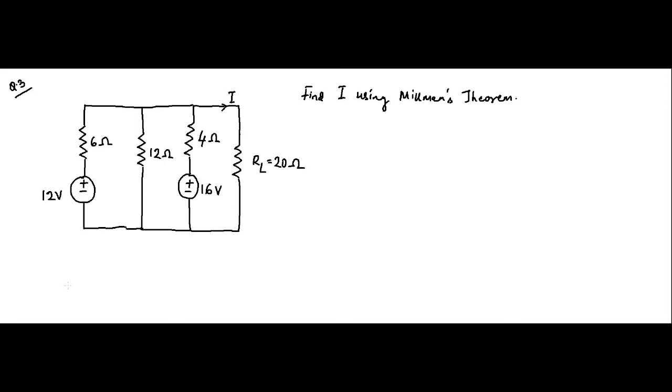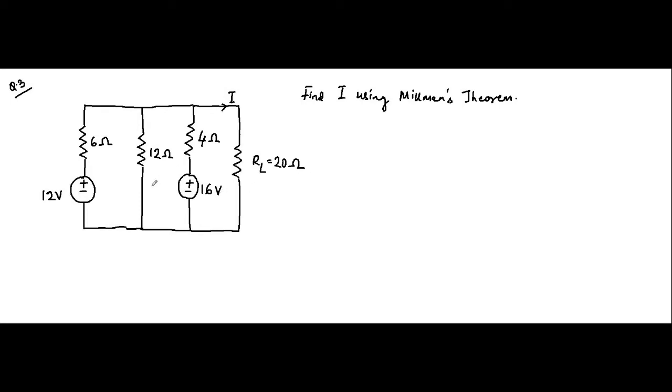Hello friends, so this is the third question which we'll be discussing about Millman's theorem. Here we have this circuit and we have to find the current flowing through this load resistance RL, which is equal to 20 ohm. Here there is an interesting thing, which is that in this 12 ohm resistor branch there is no voltage source.